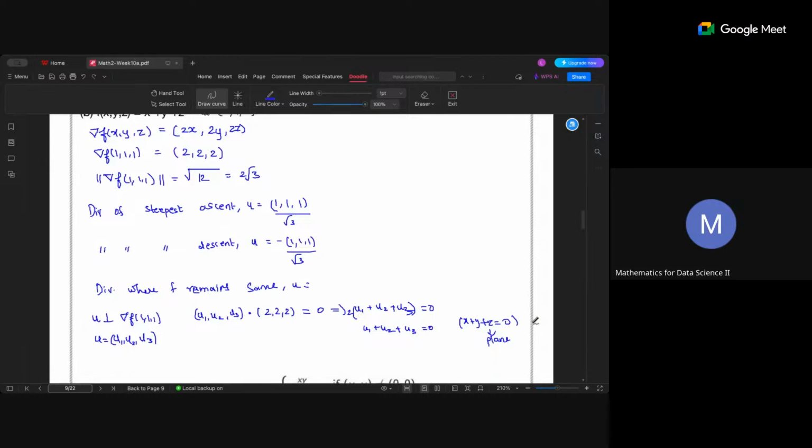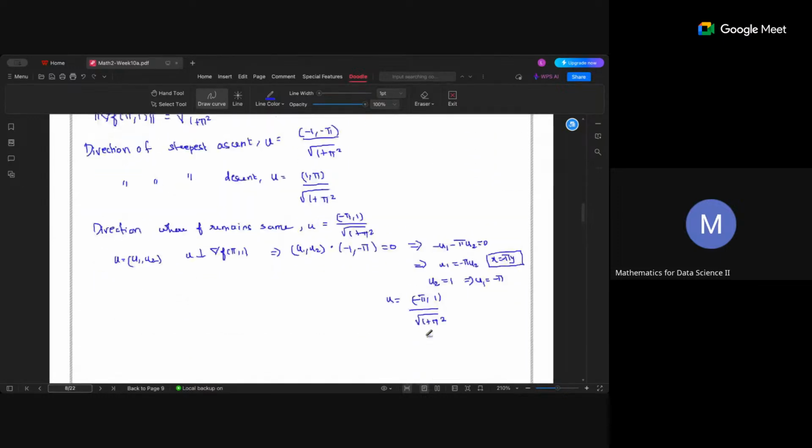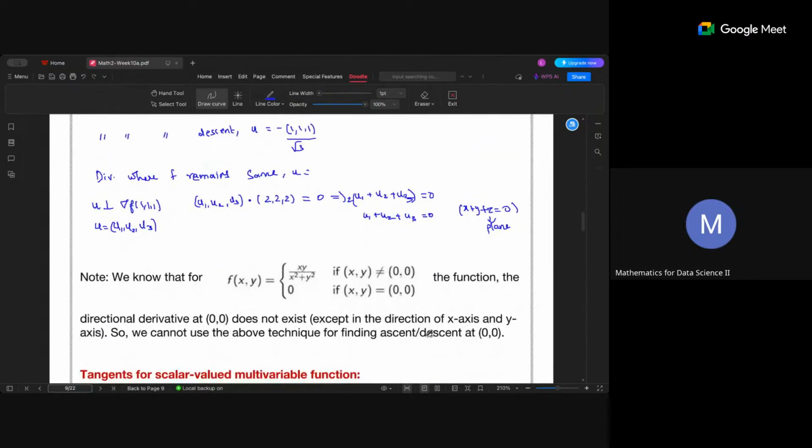So now, how will you identify a plane? For a line, you can easily identify with one vector. Now for a plane, how many points do you need to identify a plane? 2 points, right? So let's say this is u1, this is u2, and your u3 is nothing but minus u1 minus u2, right?